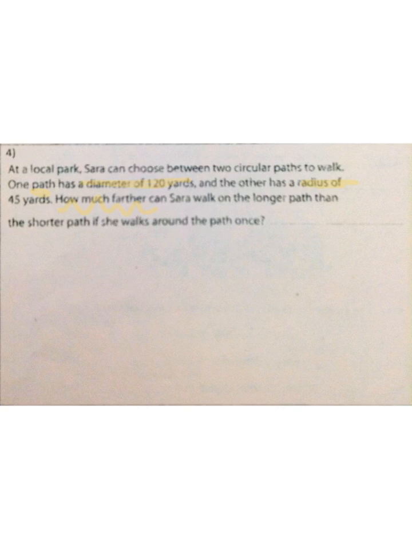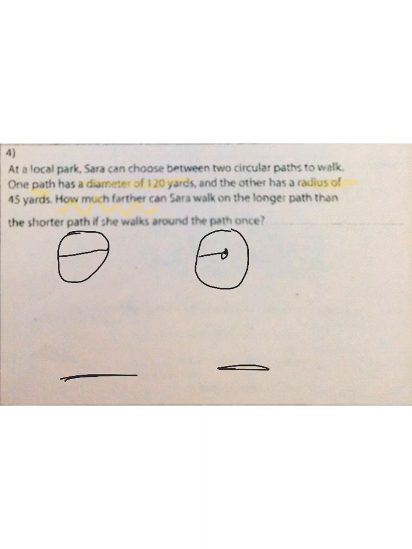So a little hint, draw your paths. So do your circle, one with a diameter and the other one has a radius. And you're going to want to find the circumference of both. And then the part where it says how much farther, remember that's finding the difference. So you'll take each circumference and go from there.